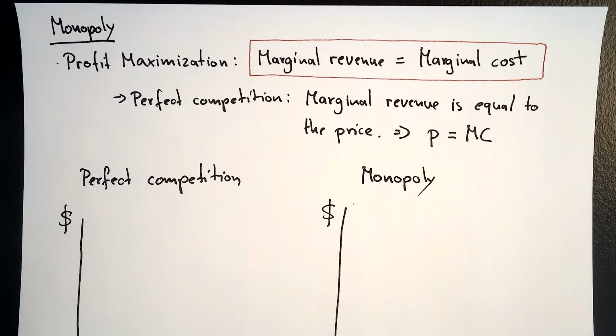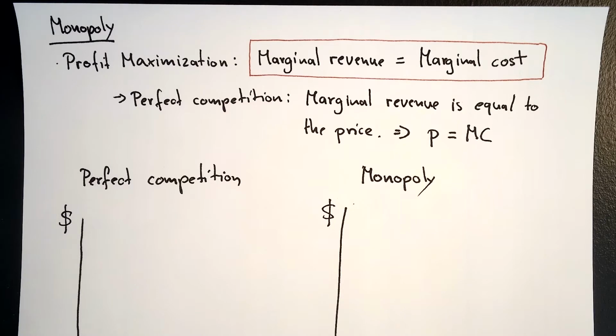Now let's turn to the output decision of a monopolist. Note that the profit maximizing condition for a monopolist is the same as before, in the sense that marginal revenue is equal to marginal cost. So remember that if the marginal revenue is bigger than the marginal cost, or the additional revenue you are getting from selling one additional unit is bigger than the additional cost from producing that unit, then you are going to produce that unit and going to sell it. Okay? Now, in equilibrium, we have marginal revenue equals marginal cost.